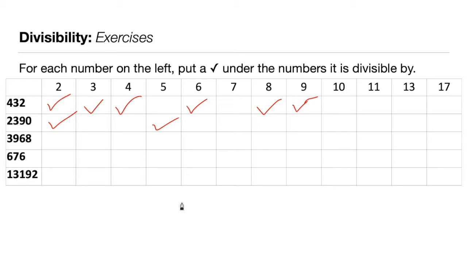Is it a multiple of 9? So let's try to add again. So we have 2 plus 3 plus 9. It's 14.